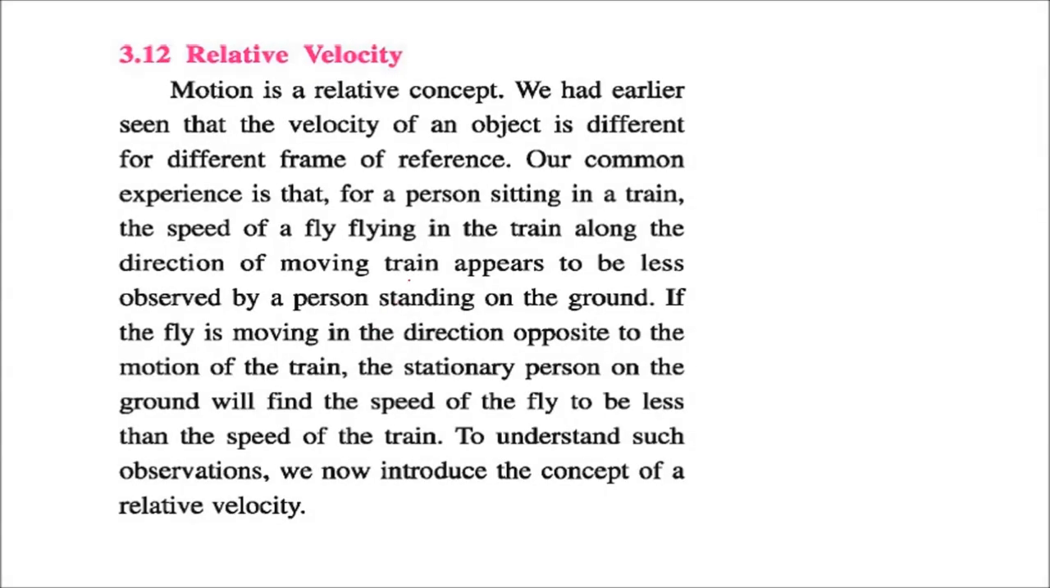Relative velocity. What is the concept? If you take a different frame of reference, the velocity will be different. And we always see that for a person sitting in the train, the speed of a fly in the train along the direction of the moving train appears to be less. Means if the train is going like this and the fly is also going like this, the speed is going to appear less. But if the train is moving like this and the fly is coming like this, then the speed becomes more. The stationary person on the ground will find it higher.